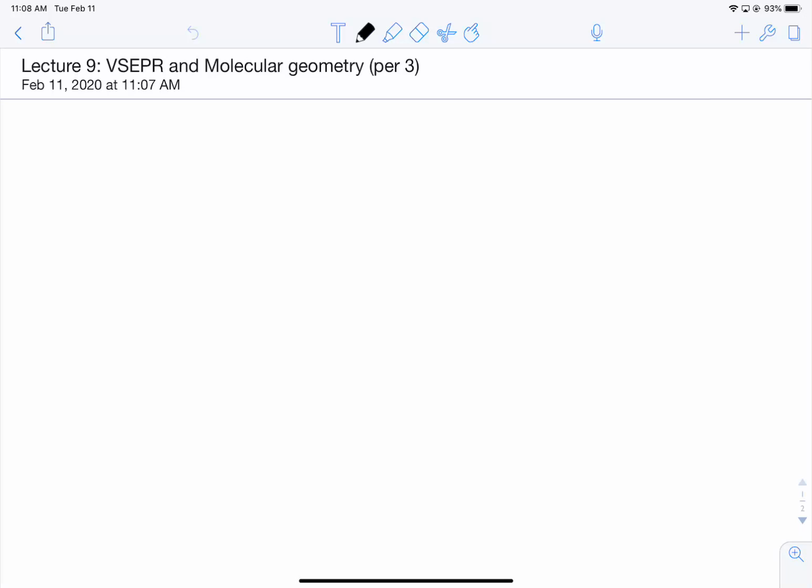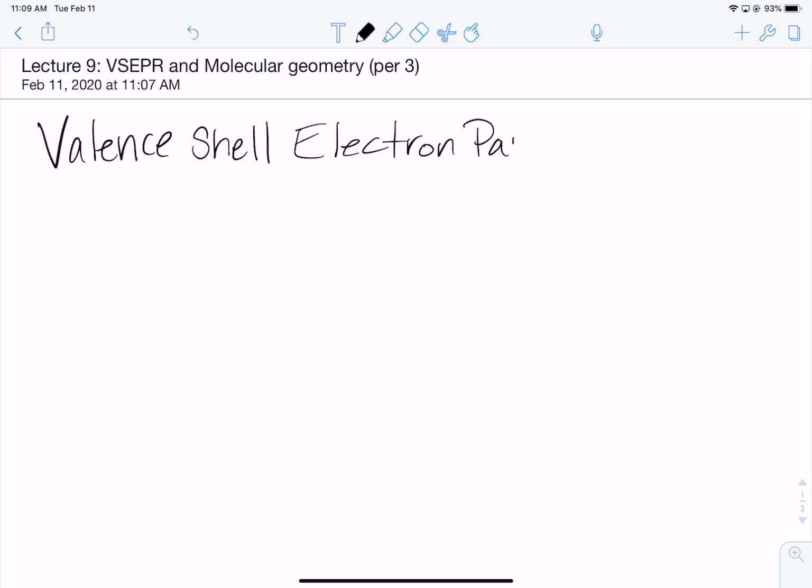All right, so this is VSEPR and molecular geometry. Chemists call it VSEPR, but it stands for valence shell electron pair repulsion.